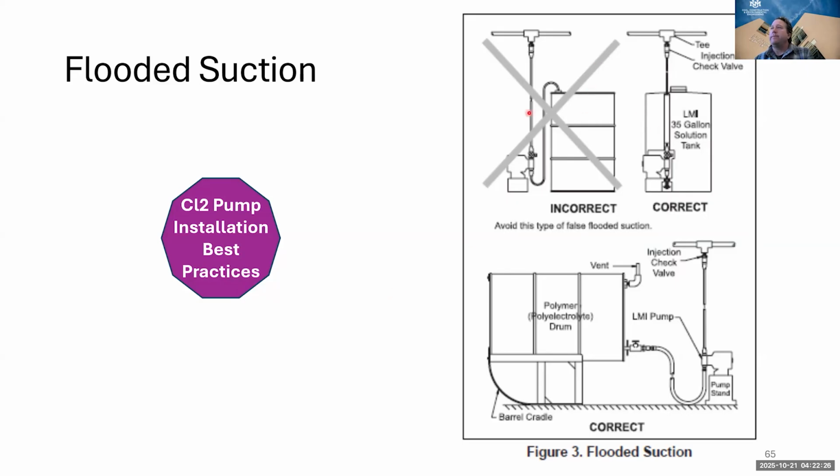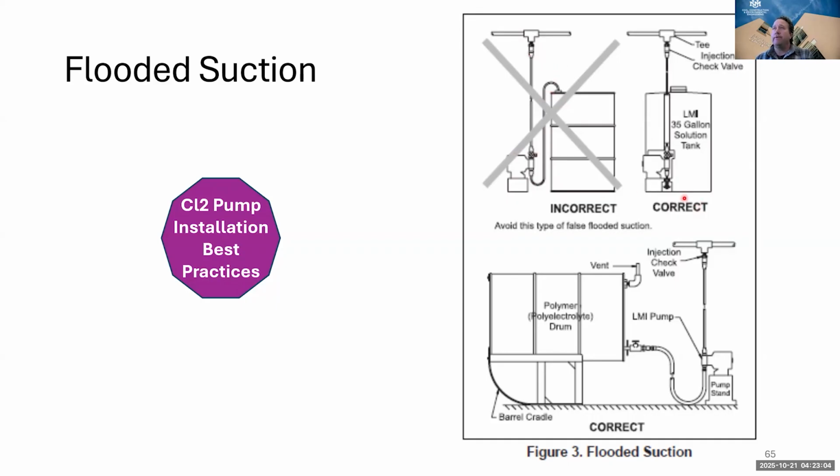All right, up here, this is an incorrect type of flooded suction. We can see that we have our foot valve in the bottom of our tank. It comes up out the top and down to our pump that sits on the floor. This is known as false flooded suction. In this case, you're actually creating a siphon. If all of our check valves in our pump and in our ejection point fail, we can actually siphon everything that's in our chemical tank into our water system.